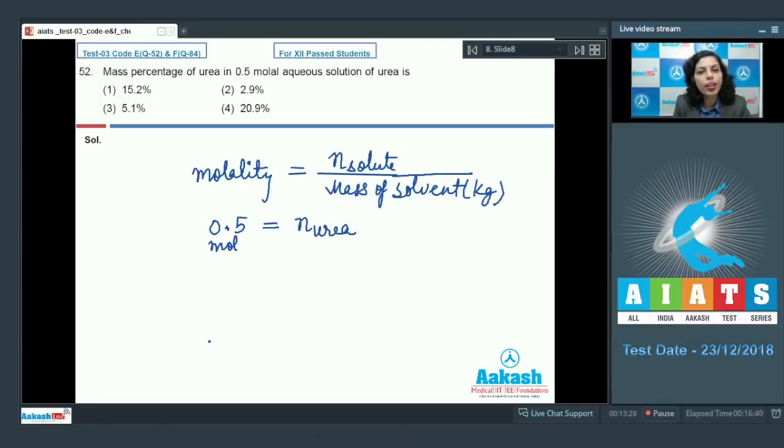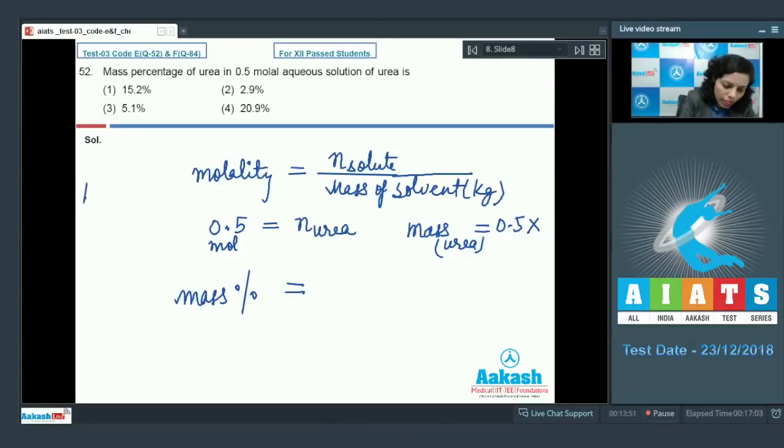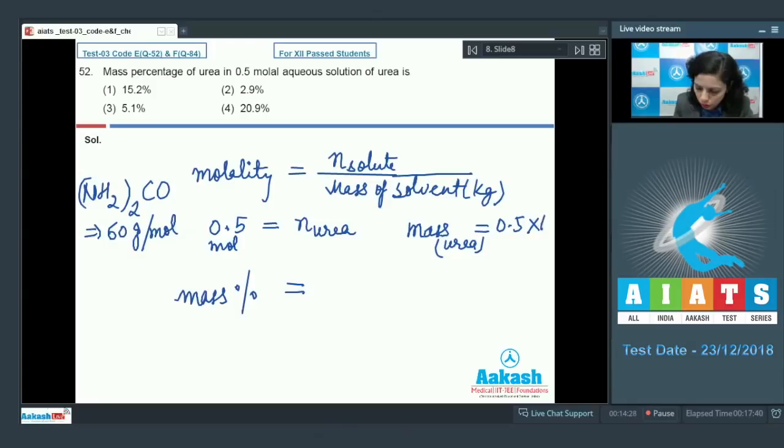Now, with the help of this, we have to find out the mass percentage. So, mass percentage of urea would be equal to the mass of urea taken. You have 0.5 mole. What would be the mass of urea? That would be equal to its mole multiplied by the molar mass of urea. What's the formula for the urea? Urea is NH2 whole twice CO. And its molar mass is 60 gram per mole. So if you multiply 60 here, it would become 30. So this is 30 gram, which is the mass of urea.